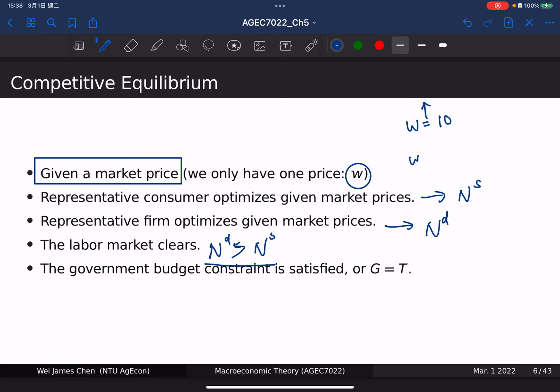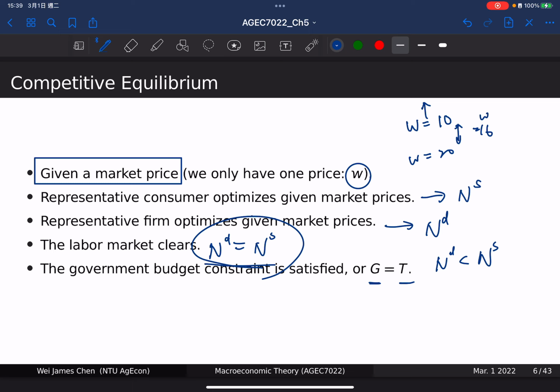Okay, so suppose now you try wage equals 20 and you find labor demand is less than labor supply. What do you do? You decrease the wage. Then between 10 and 20, you might find that for wage equals 16, labor demand equals labor supply. So you find a wage that equalizes the labor demand and labor supply. And in this model, we also need that the government spending is equal to tax.